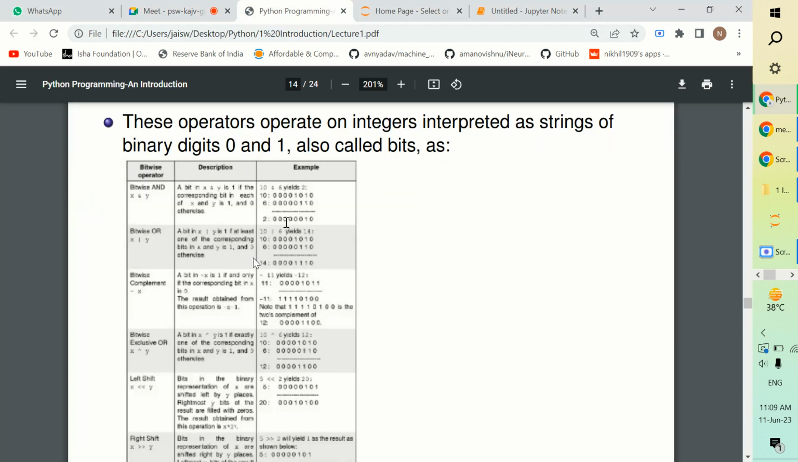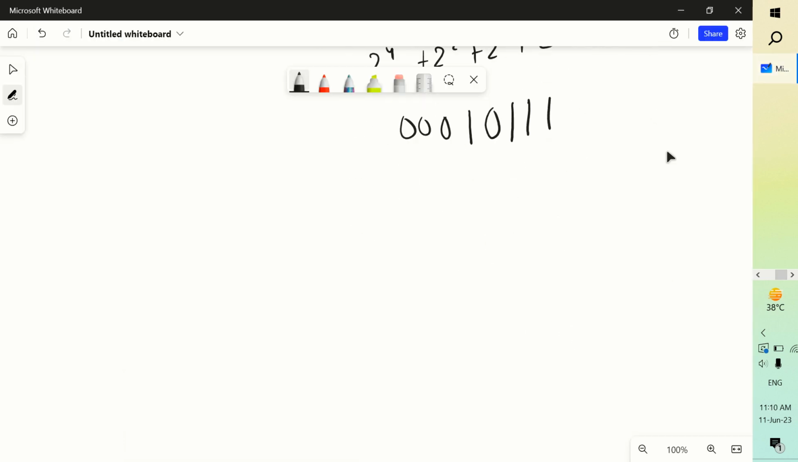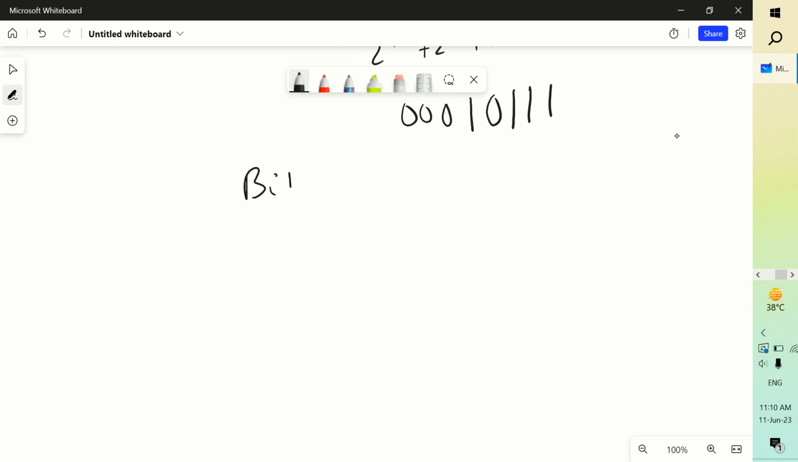Okay, now we will see the bitwise operators. What are bitwise operators? This is called bitwise AND operator. This is called bitwise OR operator. This is called bitwise NOT operator.